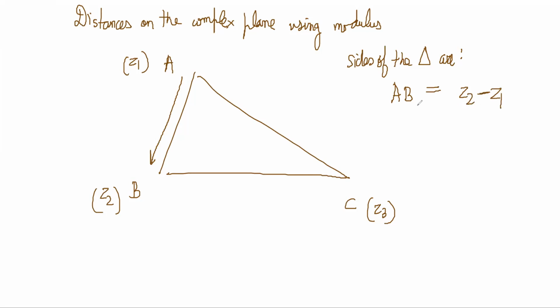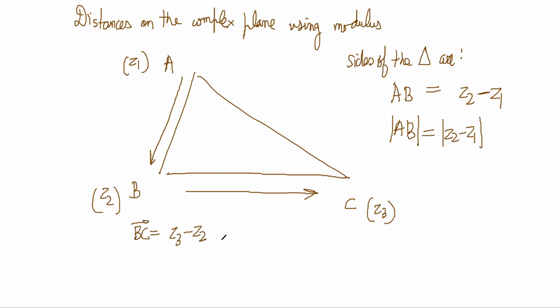Now the AB complex number is the line segment joining A to B, and the length of that line segment, or side length, is equal to mod of Z2 minus Z1. Similarly, the BC complex number is Z3 minus Z2, and the length of BC is mod of Z3 minus Z2. And this length would be mod of Z1 minus Z3.